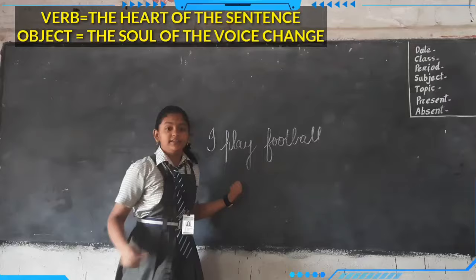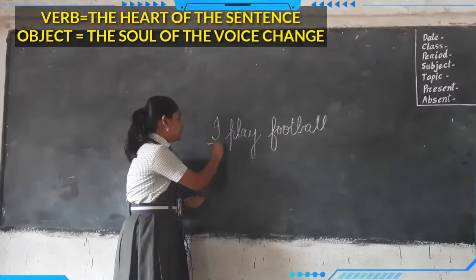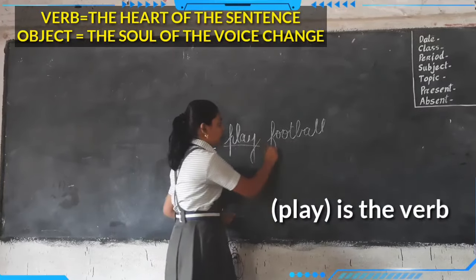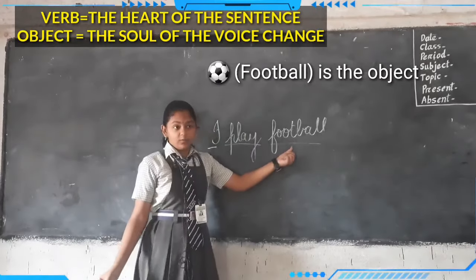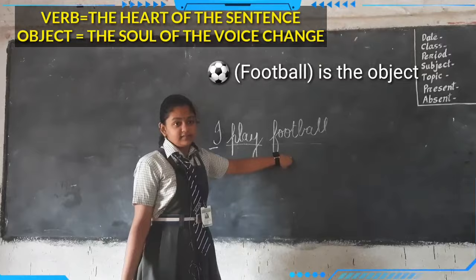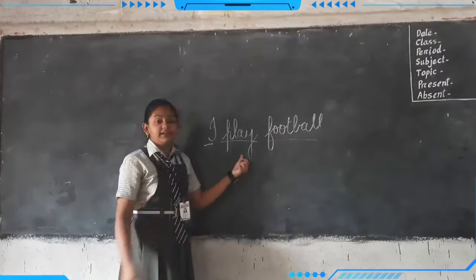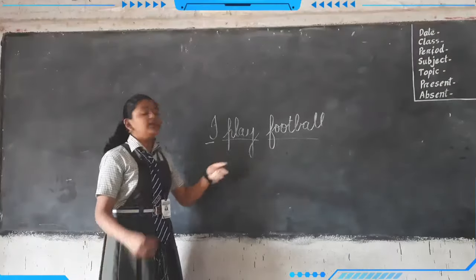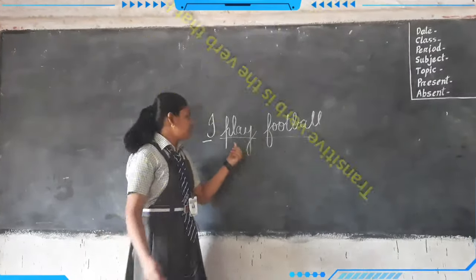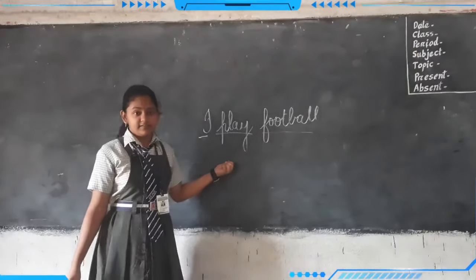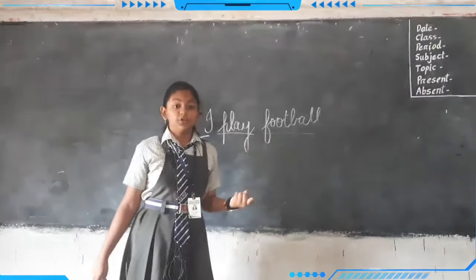I play football. This is the sentence. The subject is I, play is the verb, and football is the object. Sentences that have an object can be changed into passive voice. The verbs that are transitive, what are transitive verbs, you might ask? Transitive verbs are the verbs that have an object. These types of sentences can be changed into passive voice.